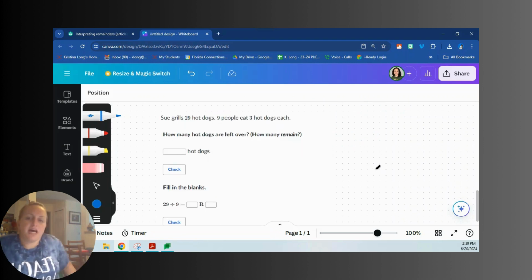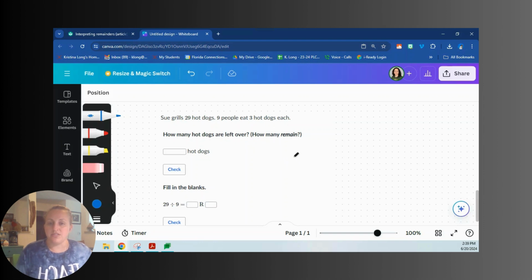Okay, I'm gonna add something to this problem, but let's solve it as it is first, okay? So Sue grills 29 hot dogs. 9 people eat 3 hot dogs each. How many hot dogs are left over? Okay, there's 9 people who eat 3 hot dogs each.